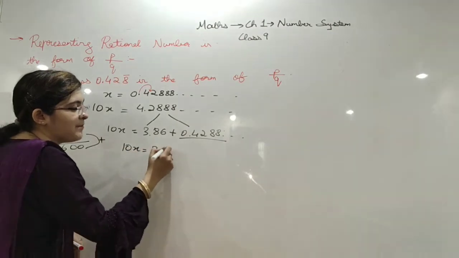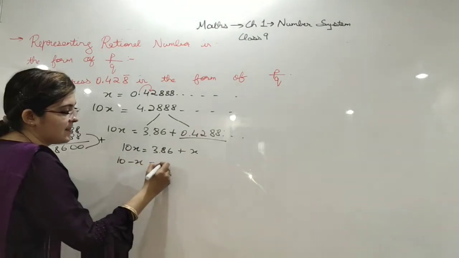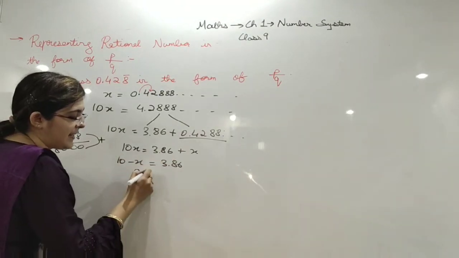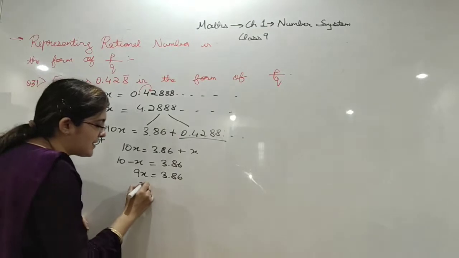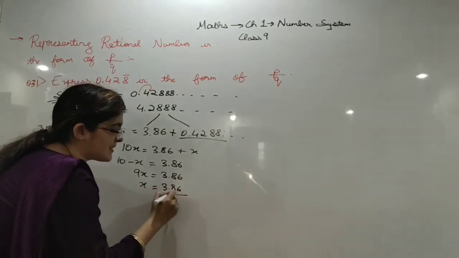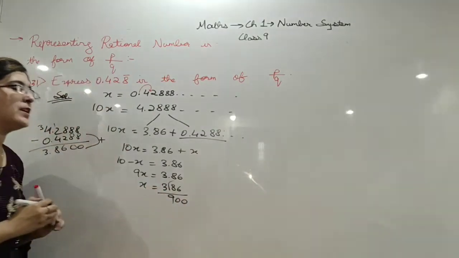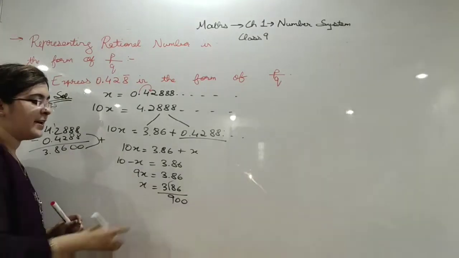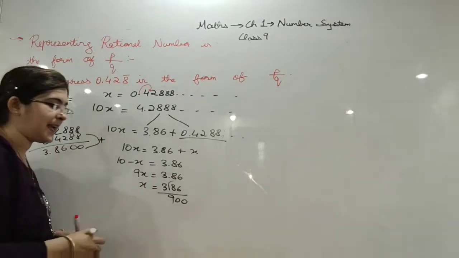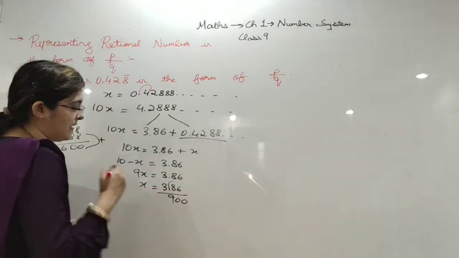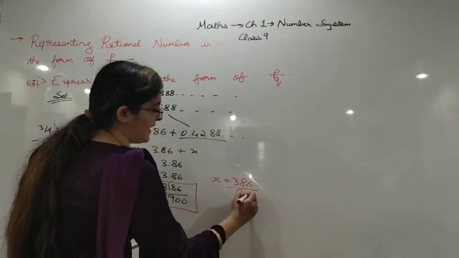This is also same. Now what we will do? x will shift to LHS. Now 9x is equal to 3.86. Clear? Now x will be 3.86 upon 9. Now we will remove the decimal. Two digits will come down, 2 zeros. If it is cancelled, then you have to bring it in the lowest terms. But it is not cancelling. So what will be your answer? This only. Your answer is x is equal to 386 upon 900.